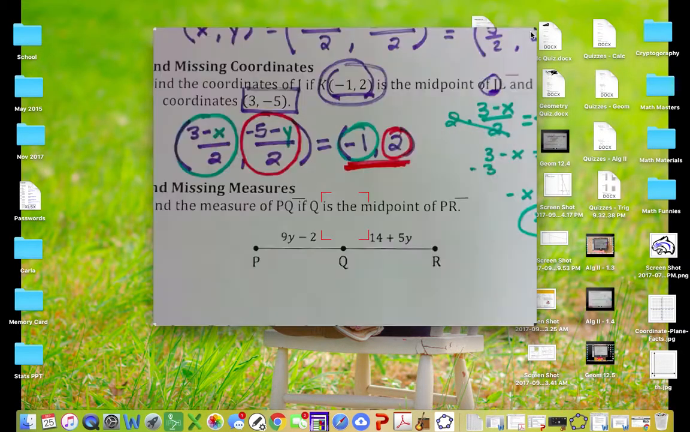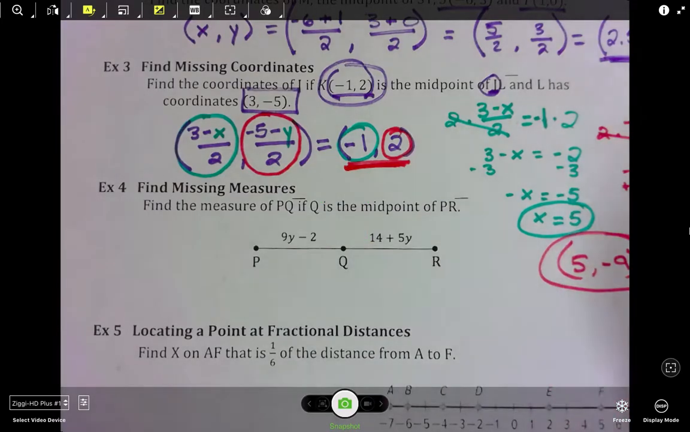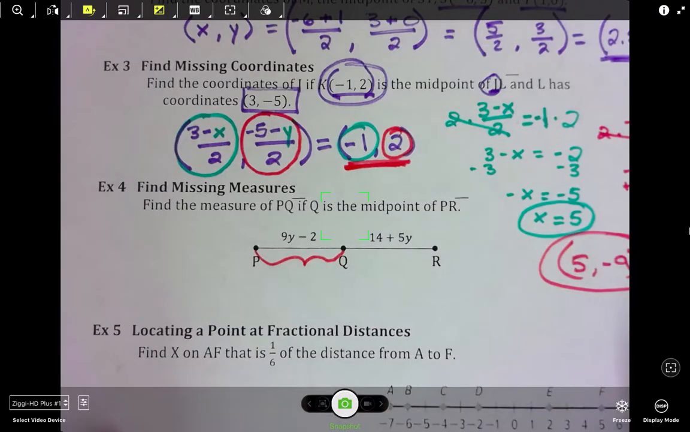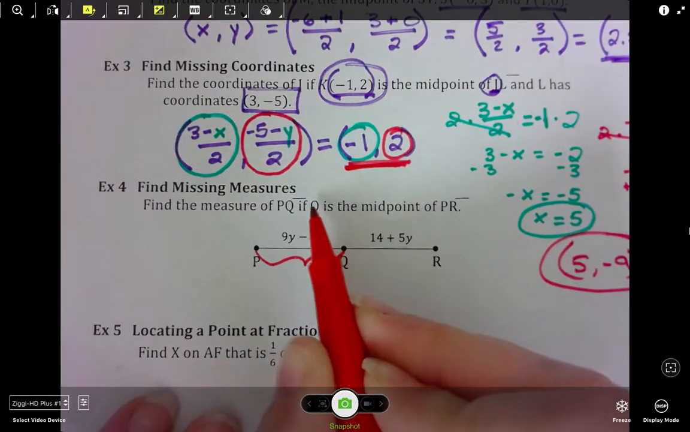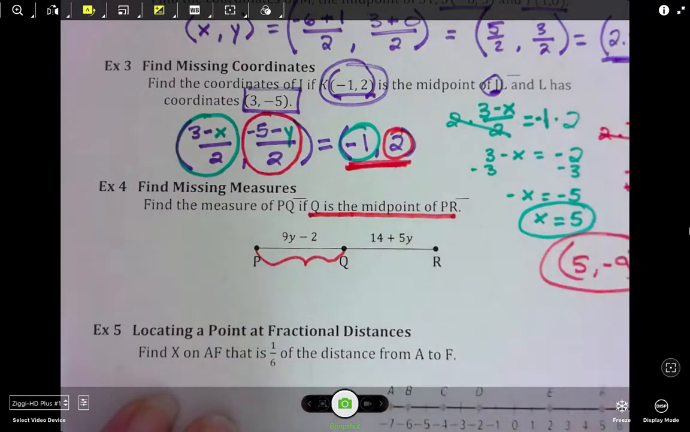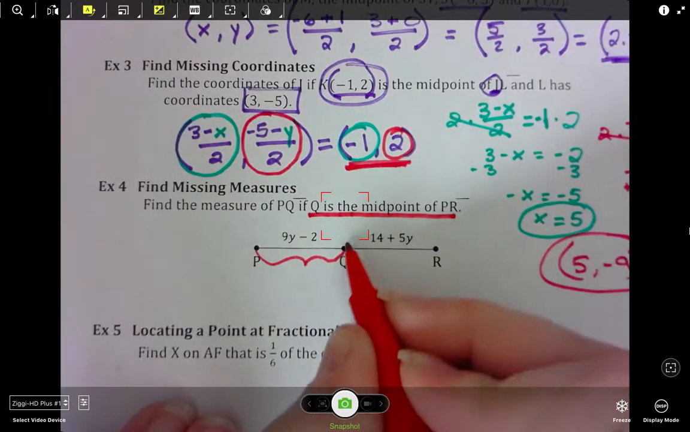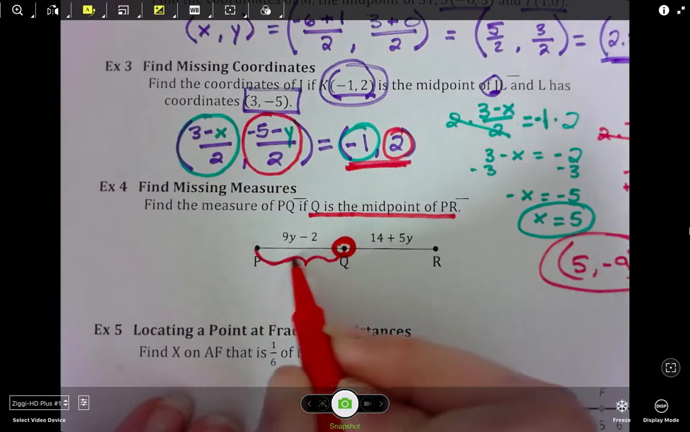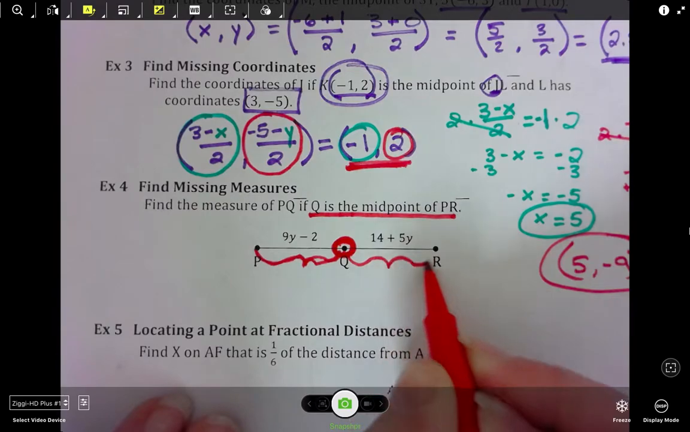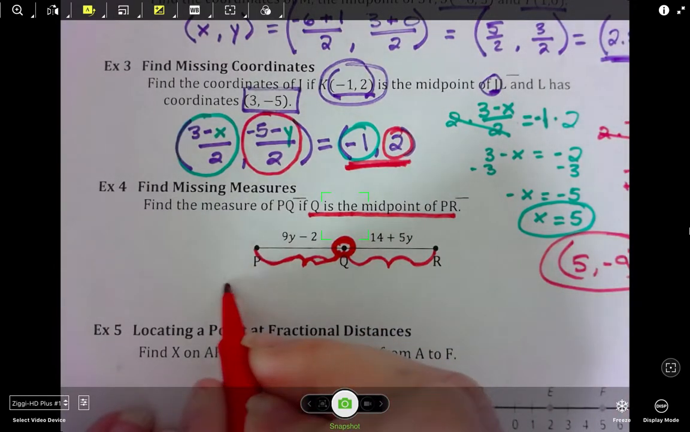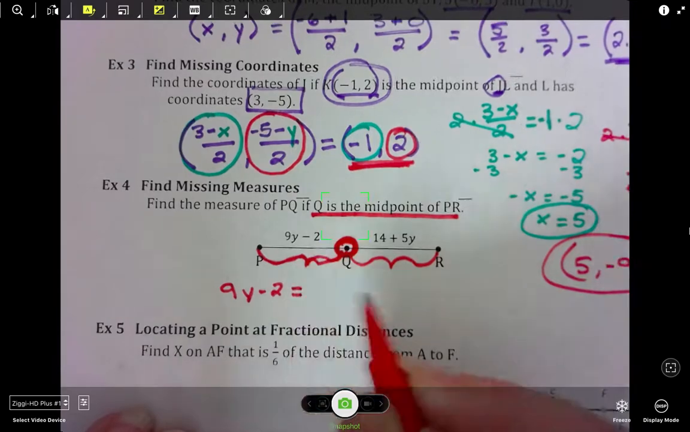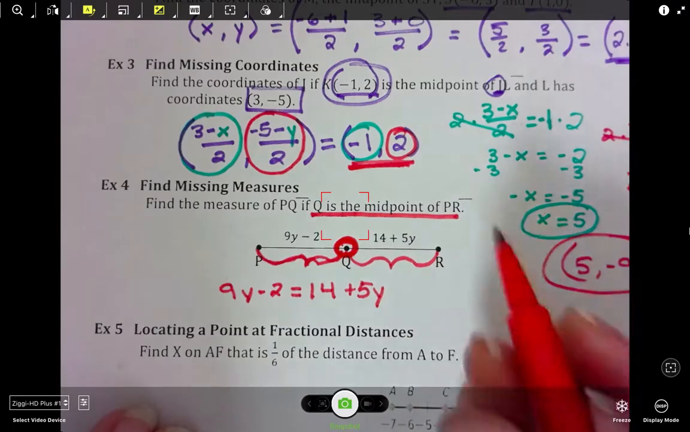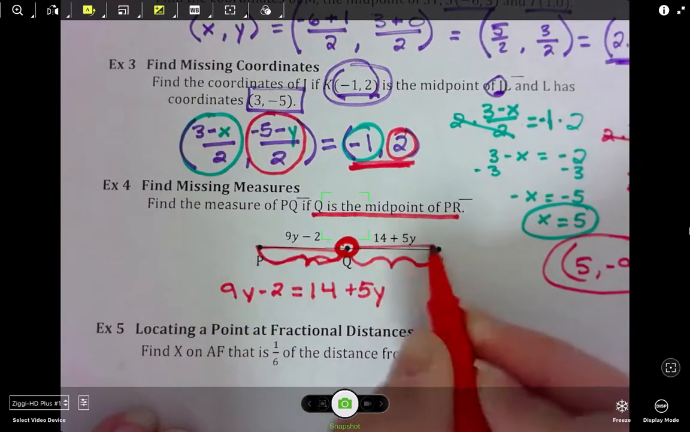Let me open this up so you guys have it bigger. Find the measure of PQ. So ultimately we want to find the measure of this segment. The important information is that Q is the midpoint of PR. He is exactly in the middle, so this distance right here should be exactly the same as this distance right here. 9y minus 2 should be exactly equal to 14 plus 5y. Those two measurements should be equivalent.